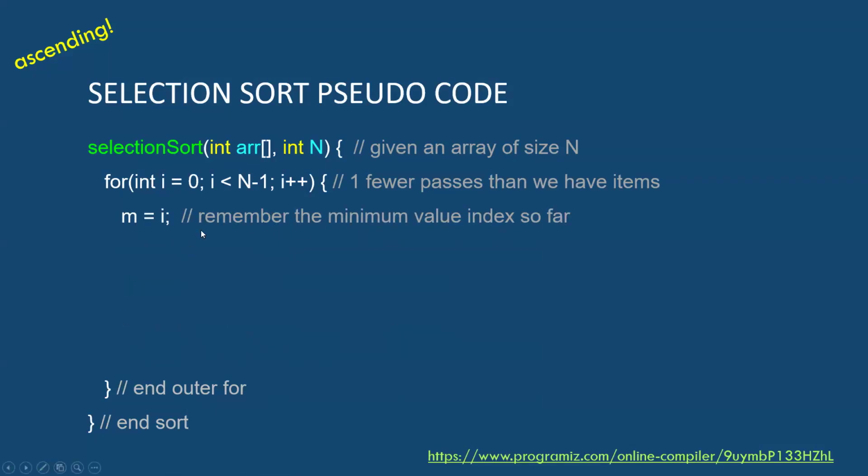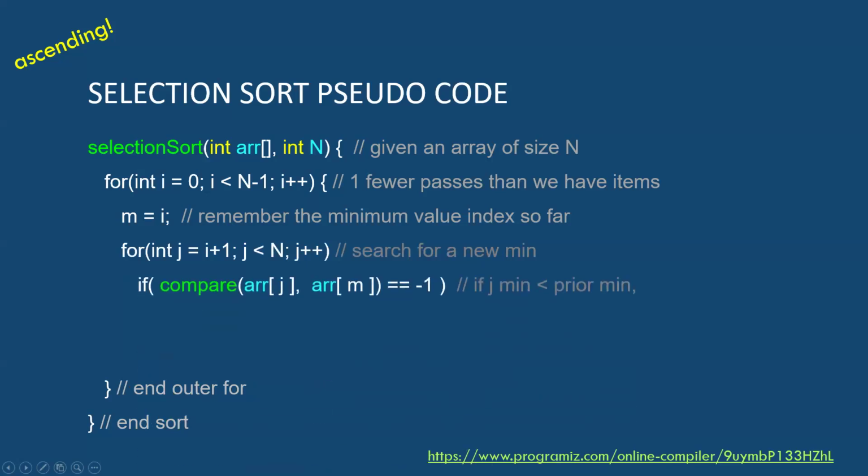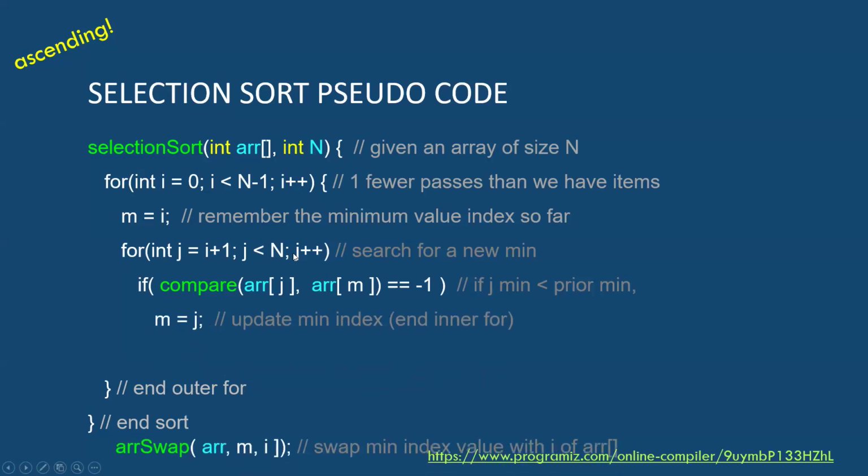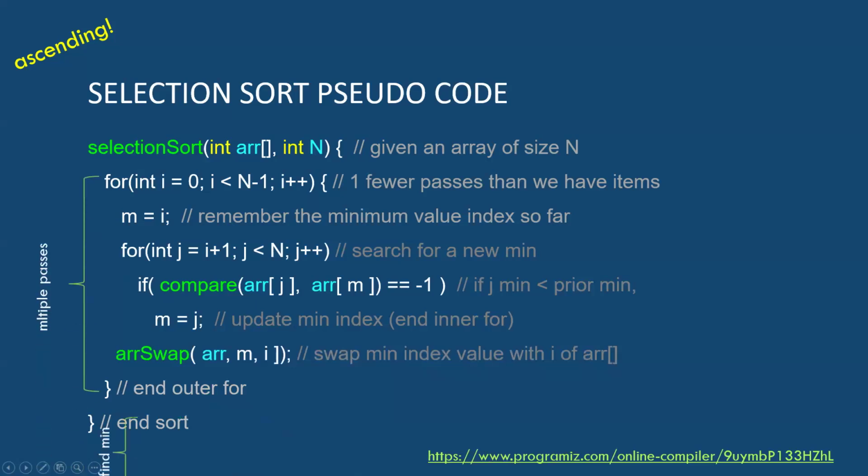Okay, so we'll remember what we think the minimum value is to start, which is in the 0th position, and then we'll go searching for something smaller. If I find something smaller, I'm going to update M and keep looking. So the middle part is really just looking for the smallest thing. And when we fall out of that for loop, we are ready to do our swap. And then we wrap around and reduce the range of our unsorted area and repeat the process. And that's our selection sort.